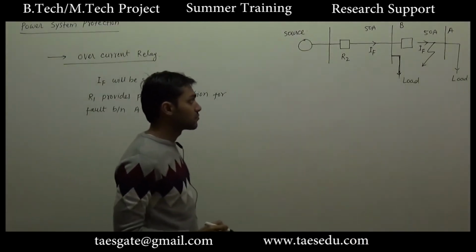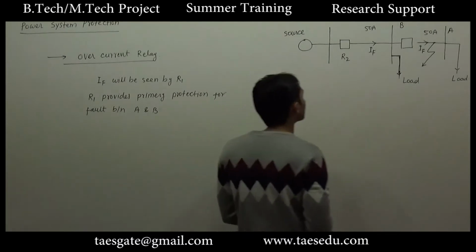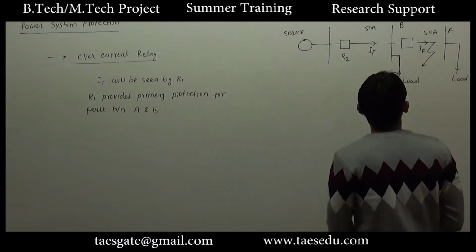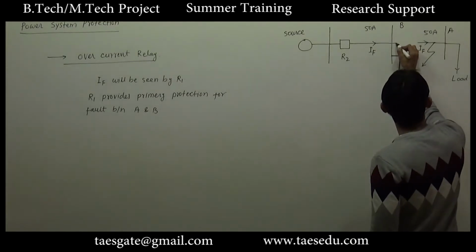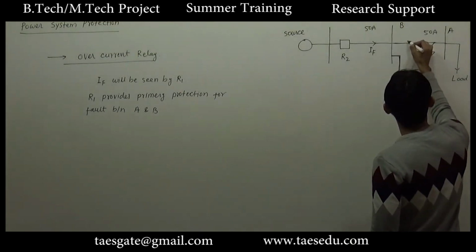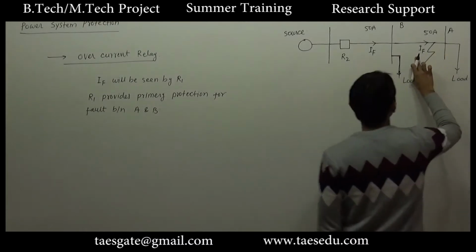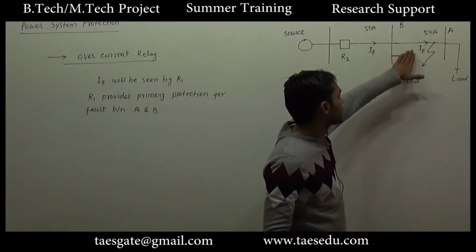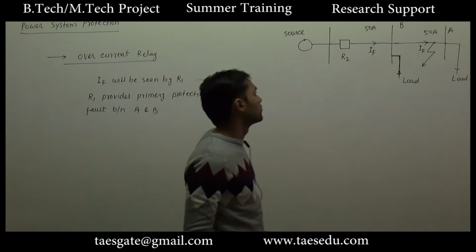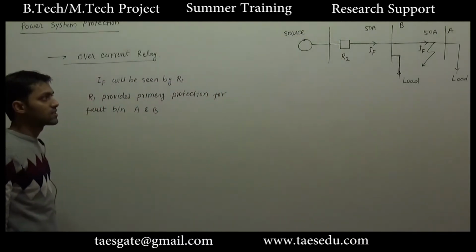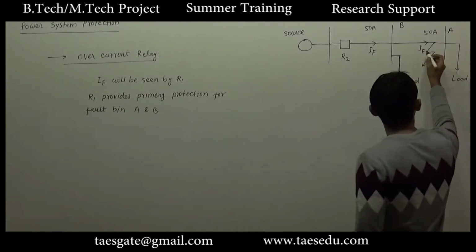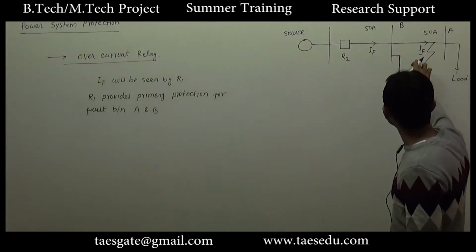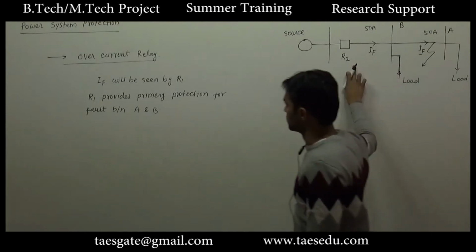But let us suppose a condition when this relay R1 fails to operate. So this fault current will continue to flow through this path. This relay will not operate. Okay, so if this relay will not operate, the same fault current will flow through R2. So we can say that if any fault occurs between A and B, this fault current will be seen by both relay R1 and R2.